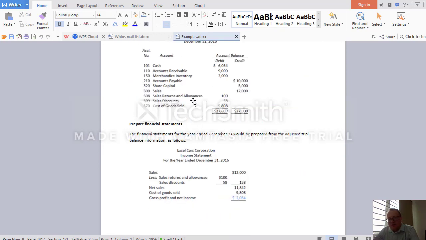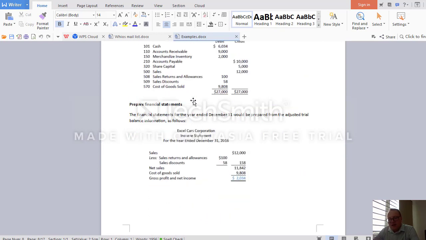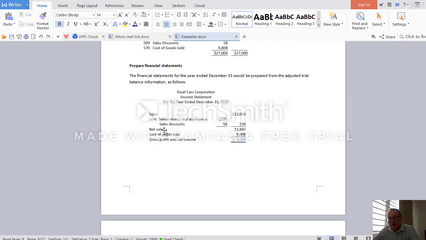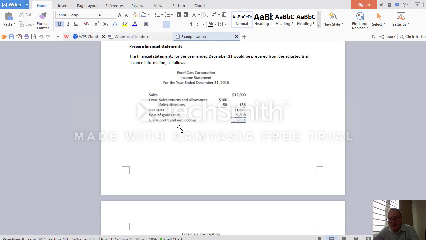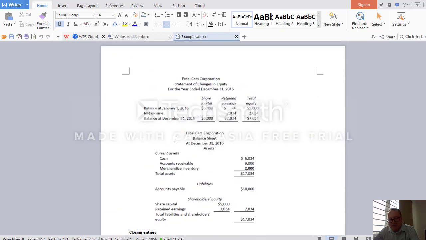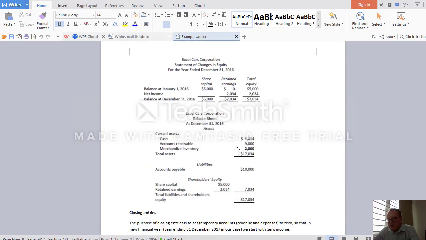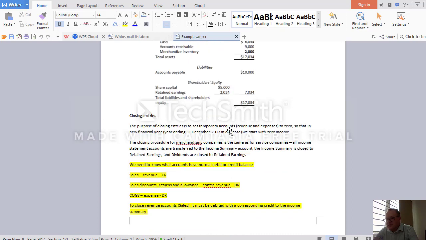Then you prepare the adjusted trial balance and prepare the income statement with COGS and with the sales and various contra revenue accounts here, and then you prepare the balance sheet with the merchandise inventory, and then prepare income summary and transfer the income of 2034 into the retained earnings. So the closing entries would be as usual as for any other type of business.